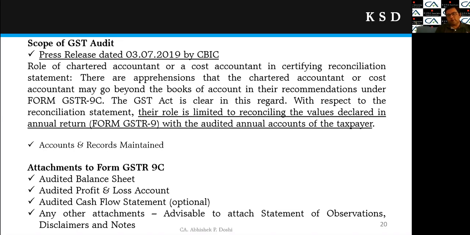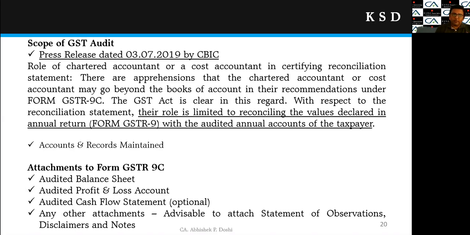The role is limited to reconciling the values declared in the annual return in GSTR 9 with the audited annual accounts of the taxpayer. So what this press release is stating is that the role of the chartered accountant is limited to reconciling the values of GSTR 9 with the books of accounts. So the main responsibility of the CA is reconciling the values under the GSTR 9C. We should keep this in mind when we are exercising the GSTR 9C.